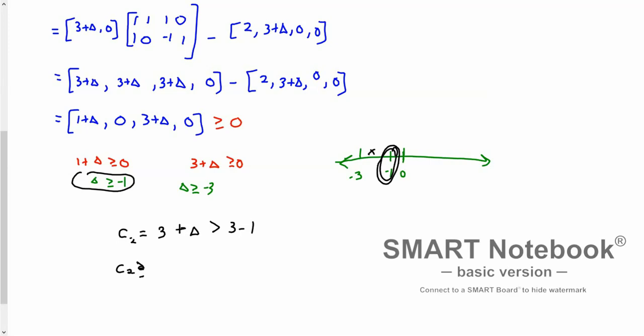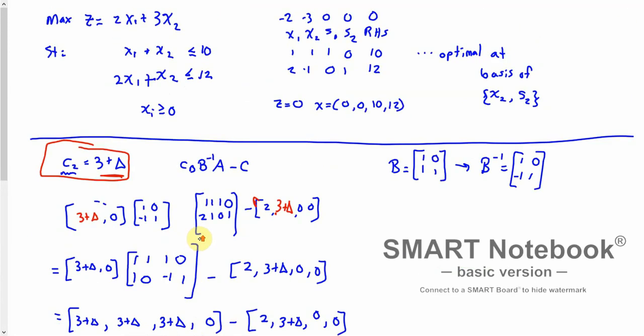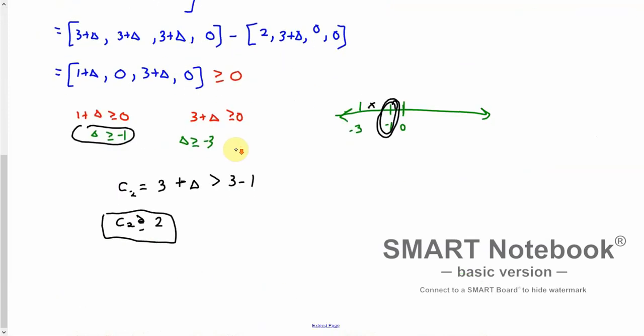sign, 2. So I'm allowed to let this cost change, and as long as it's bigger than 2, this choice that we have made or that we have found to be optimal, this choice of x2 and slack 2 will stay the optimal. So that's how you perform sensitivity analysis on a cost, especially a cost that is a basic cost or a basic variable.